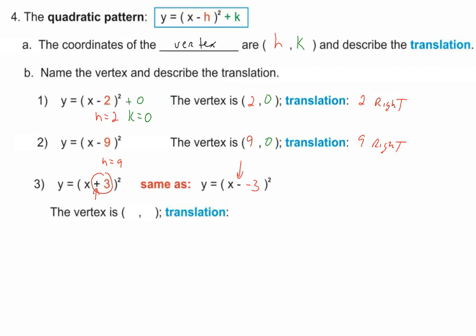Now, do you see the value of h? H is negative 3. So this is negative 3. Again, our k is 0 in all these first few examples. And therefore, now we are translated to the left 3. Left 3 or 3 left. Okay? You're reading h and k. So you're learning this pattern. That's what you've got to do here. You've got to learn the pattern.